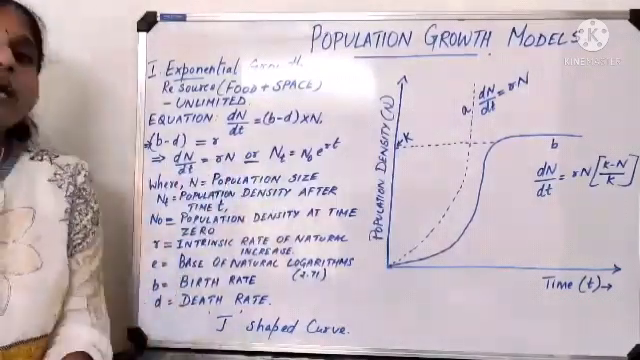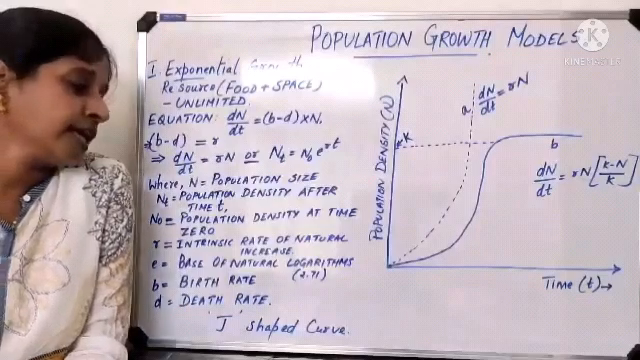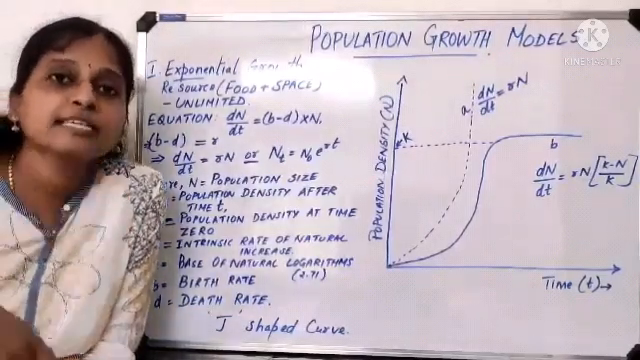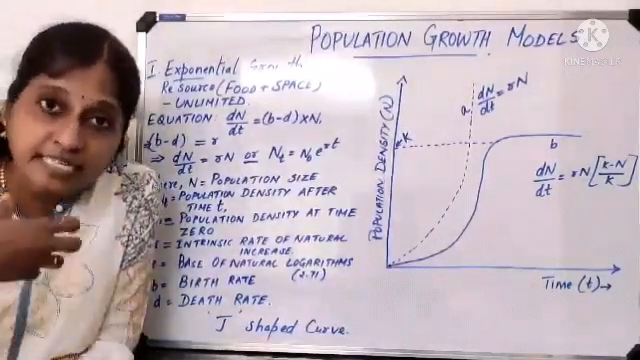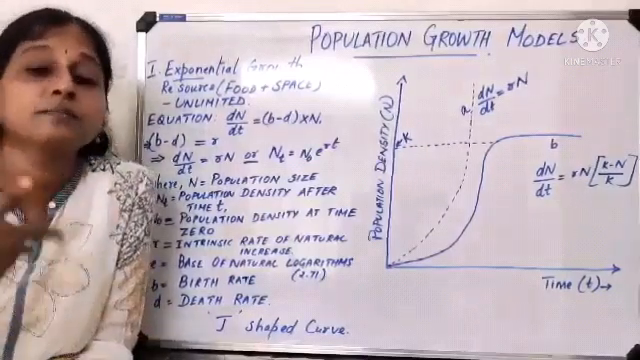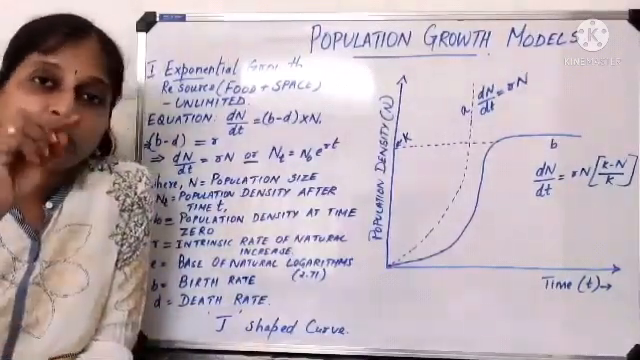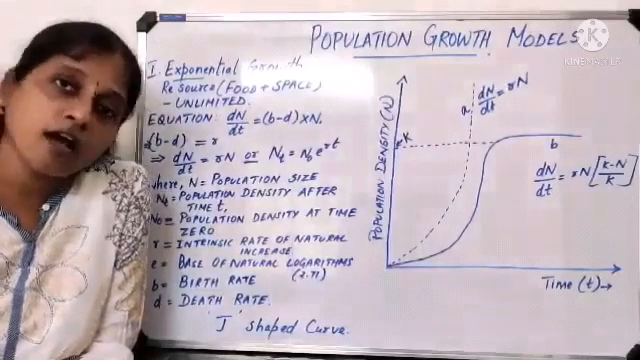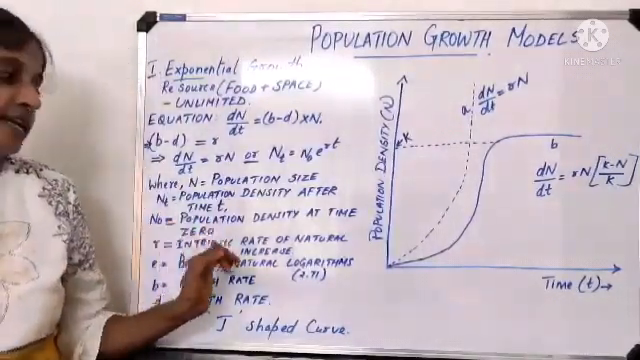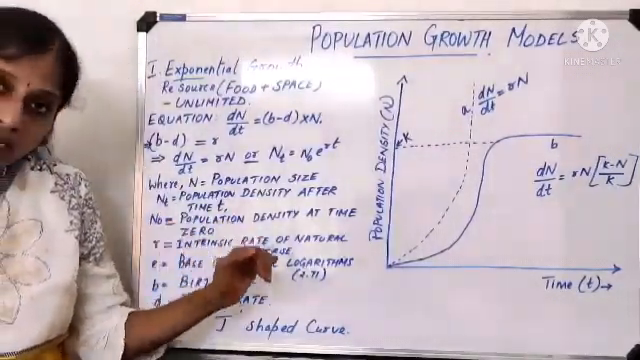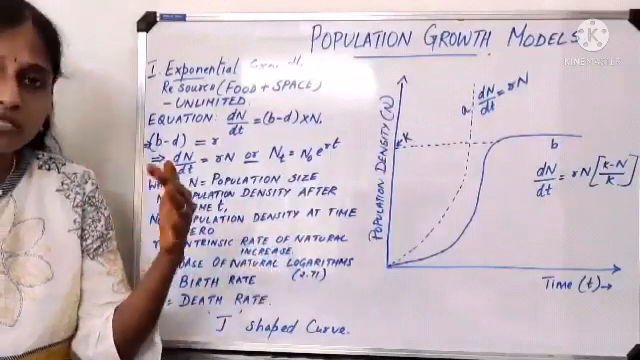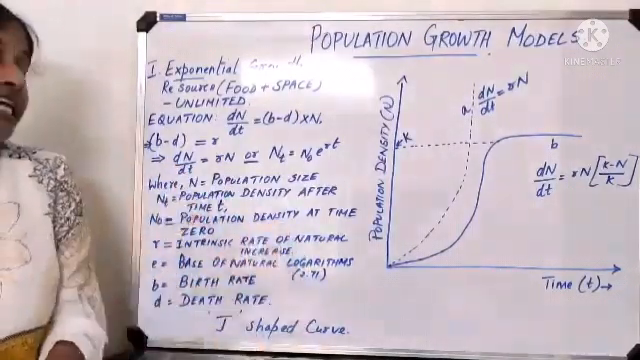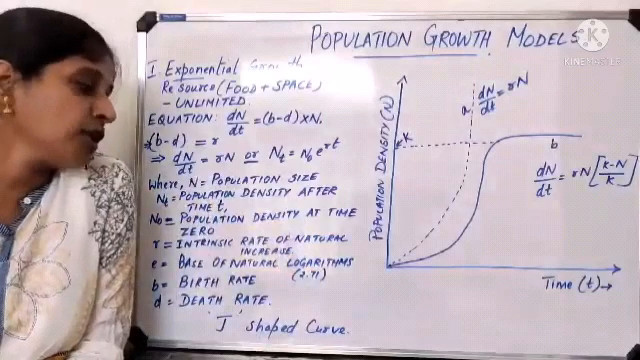r is the intrinsic rate of natural increase. Every population has the intrinsic capacity, the ability within itself, to increase. That is represented by the small letter r. So what is r? It is the intrinsic rate of natural increase. Population increases naturally. Then e is the base of natural logarithm.